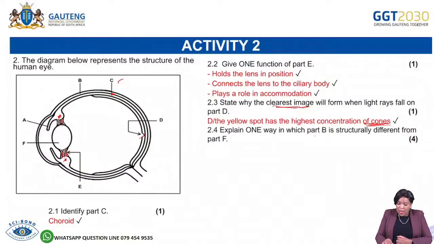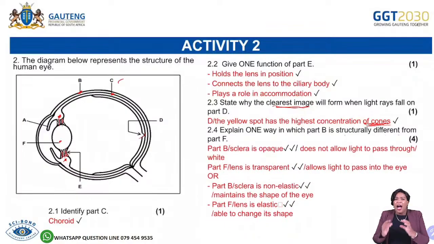Right. Explain one way in which part B. Now you go to part B. This is part B. Part B is the outermost layer that has a different name when it goes to the front, and then when it goes to the back it has a different name. So explain one way in which part B is structurally different from part F. So where is F? Our F is our lens. Our part B is our sclera. So let's see. How are these two parts different?